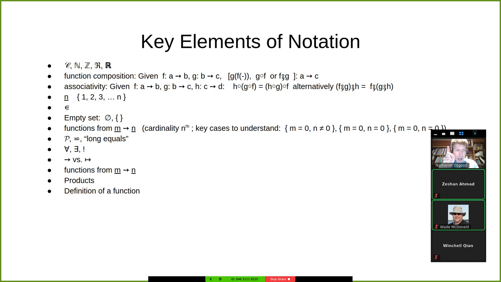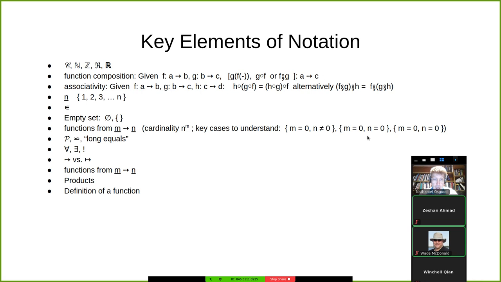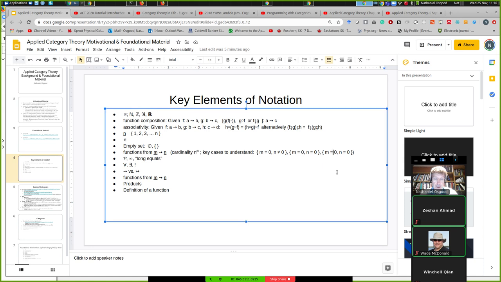If we have a special category with one element in it, the number of functions from that to another category with n elements is just n. And in general, if we have functions from m things to n things, the number of possible functions is n to the m. And it's really worth thinking about two such cases.